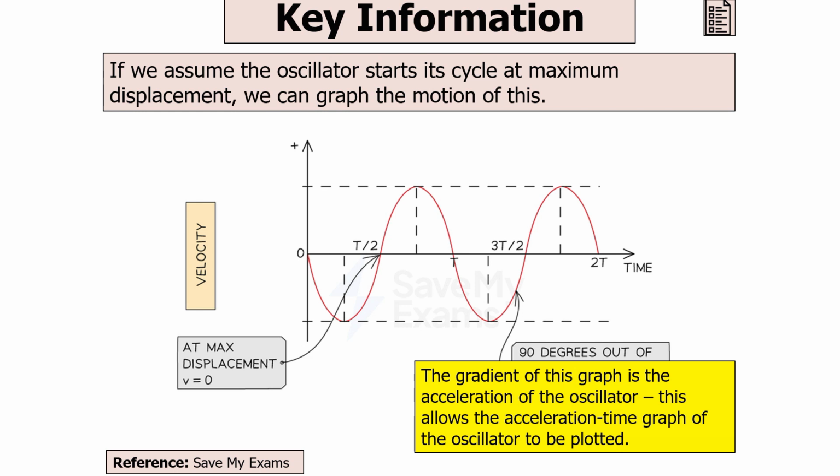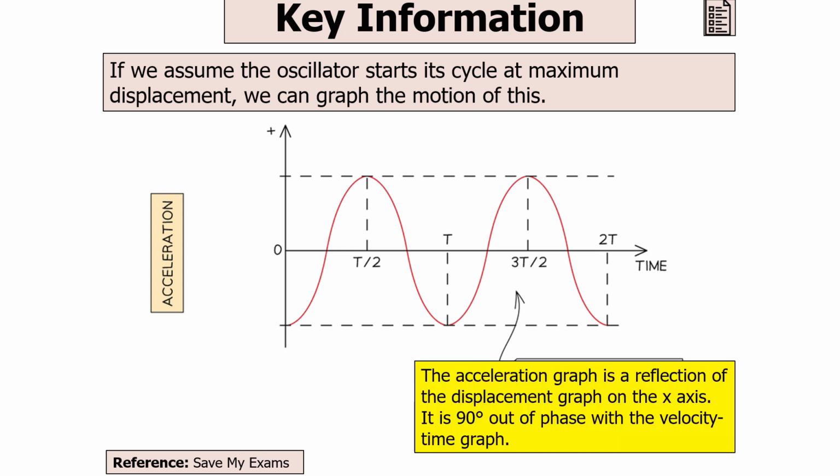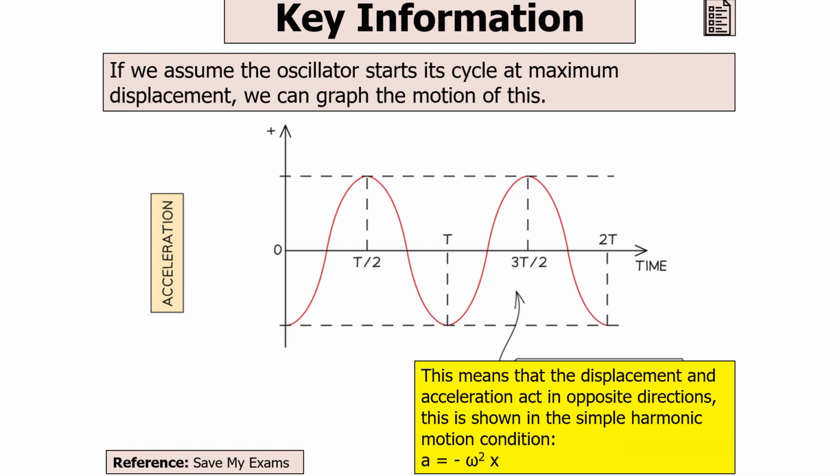Now the gradient of this graph is the acceleration of the oscillator, so this allows the acceleration time graph of the oscillator to be plotted, and we would get the following graph. Now the acceleration graph is a reflection of the displacement graph on the x-axis. It's 90 degrees out of phase with the velocity time graph, and it's 180 degrees out of phase with the displacement time graph.